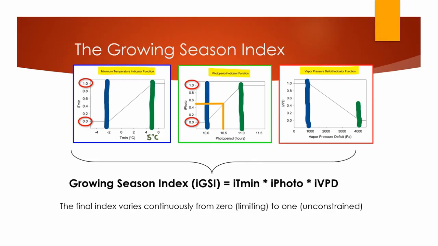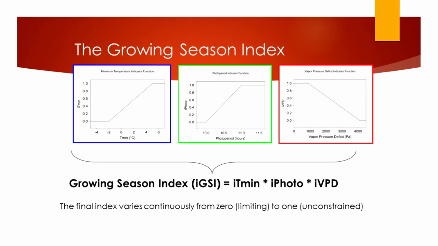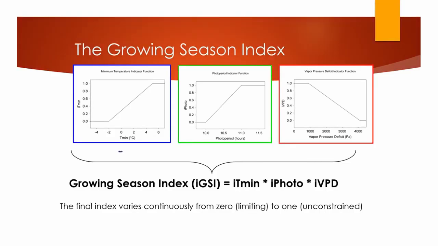And essentially, if we say that on a given day the minimum temperature was -3, and these are in Celsius, but they're easily converted. The photoperiod was, let's just say it was 11 hours. And the vapor pressure deficit was 800 pascals.